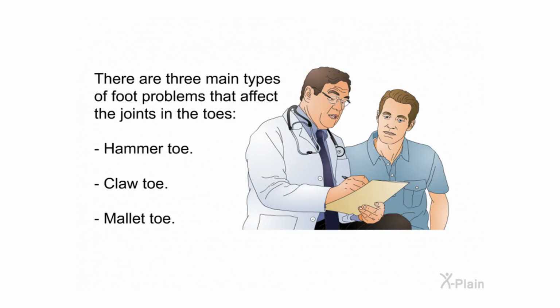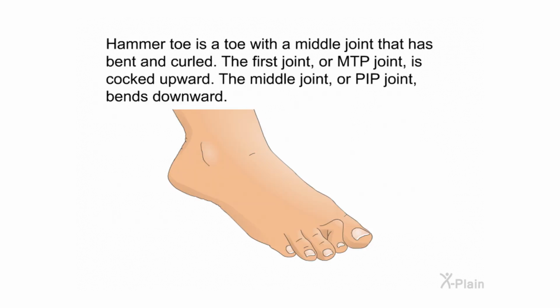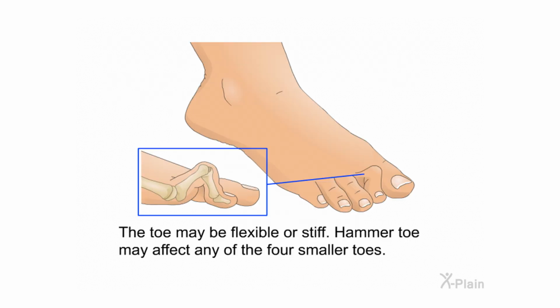Toe deformities. There are three main types of foot problems that affect the joints in the toes: hammer toe, claw toe, mallet toe. Hammer toe is a toe with a middle joint that is bent and curled. The first joint, or MTP joint, is cocked upward. The middle joint, or PIP joint, bends downward. The toe may be flexible or stiff.